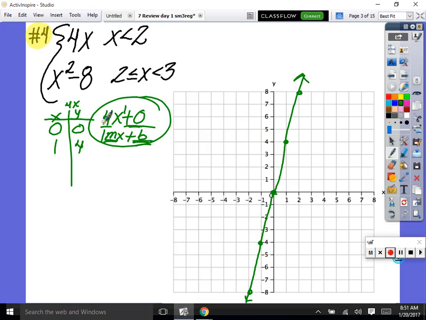Now we're only graphing that for x values less than 2. So let's go to 2 and put in a highlight. We're only keeping this function for x values less than 2, so let's erase anything above 2. Now, does it include 2? Go to 2, go up to your function and put an open circle. Is anybody confused?